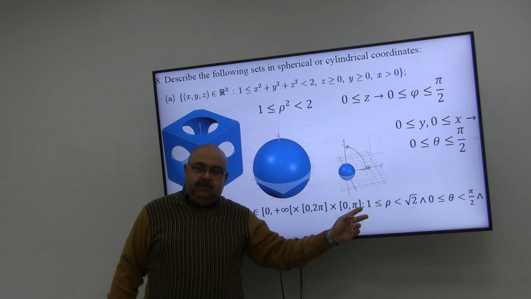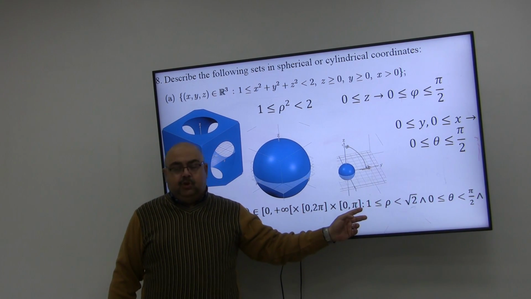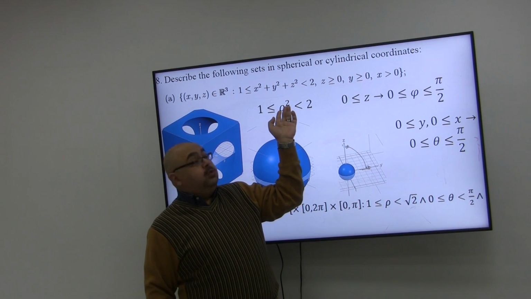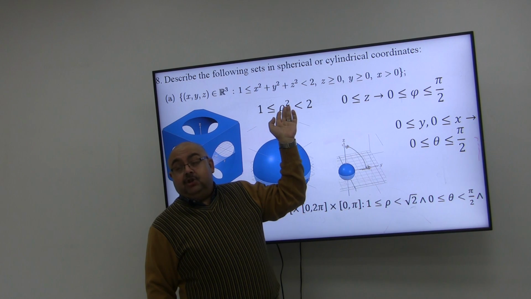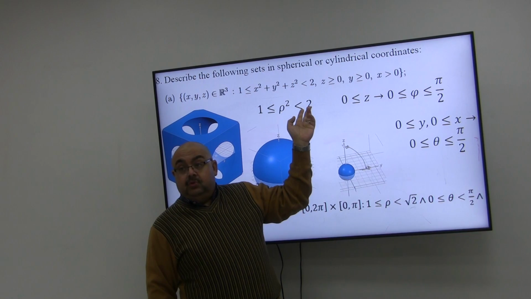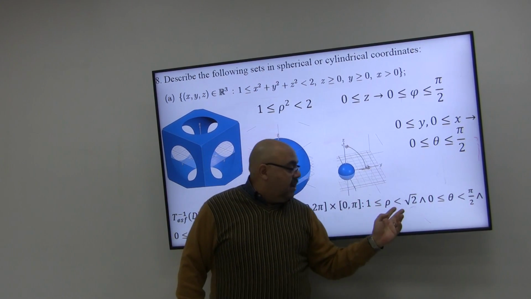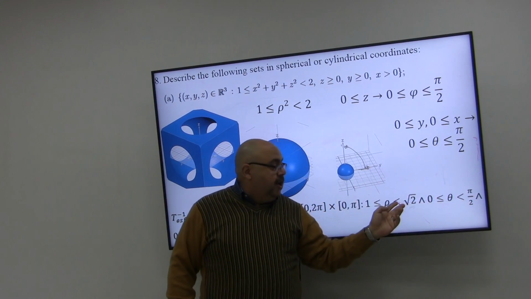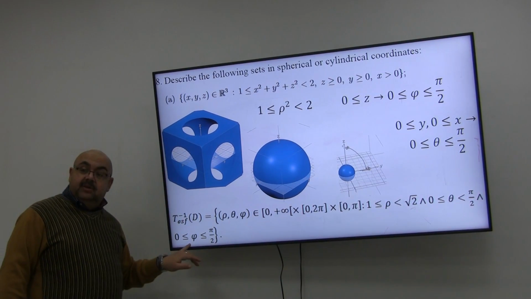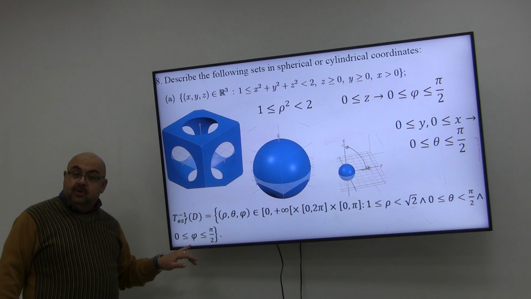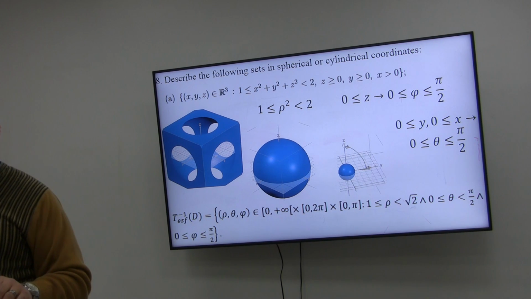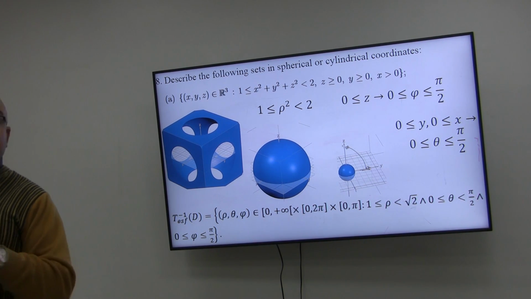For the specific shape that we are dealing with, I have rho greater than or equal to 1 and less than root 2, because here I have rho squared. So the actual relation in the radius is rho greater than 1 and less than root 2. And those are related to the relations of theta and phi, as you can see. Here phi is greater than 0 and less than pi over 2. So I've described the shape, I've determined the shape, either in Cartesian or in spherical coordinates.